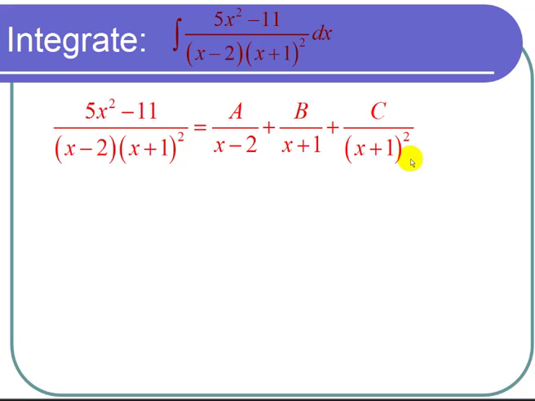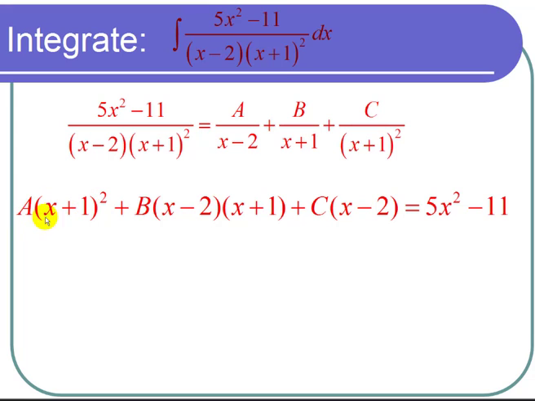And now I could proceed as usual. I put this over a common denominator, and then set the numerators equal to each other. So notice that for the first term, I'm going to have to multiply by x plus 1 squared. The second, I have to multiply top and bottom by x minus 2 times x plus 1. And for the third, I'm going to multiply by x minus 2. So what I get is A times x plus 1 squared plus B times x minus 2 times x plus 1 plus C times x minus 2 is equal to, and then I set that equal to the left-hand side's numerator, 5x squared minus 11.